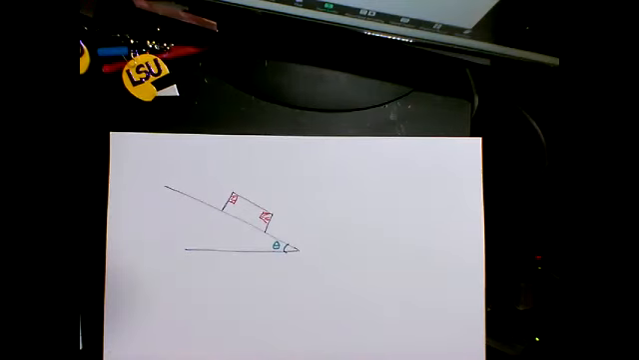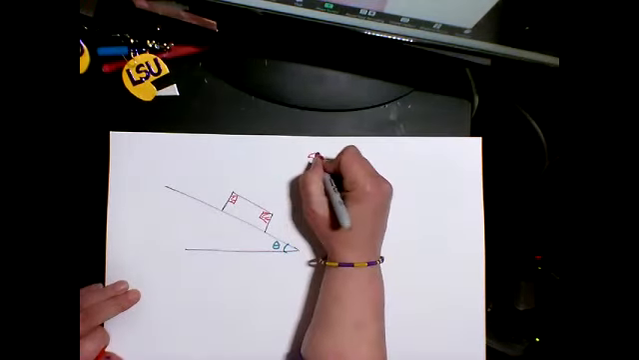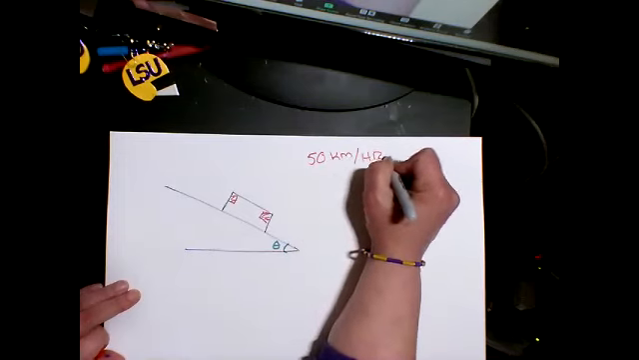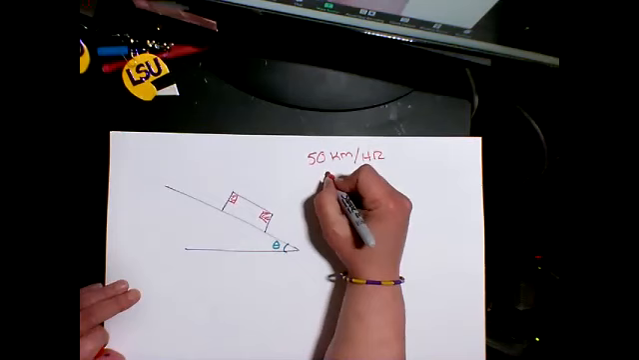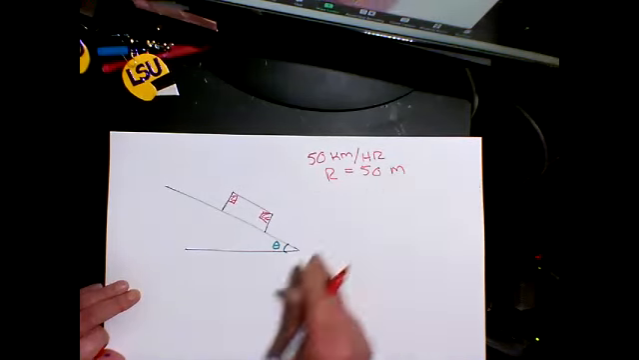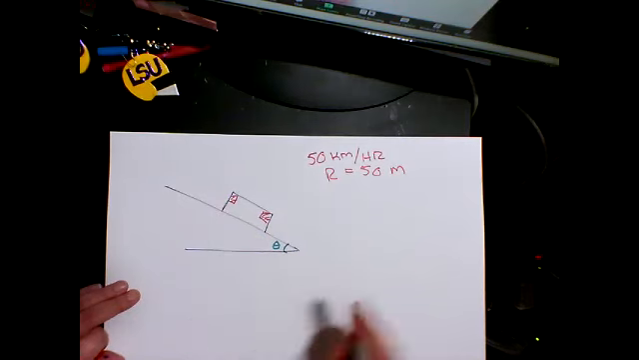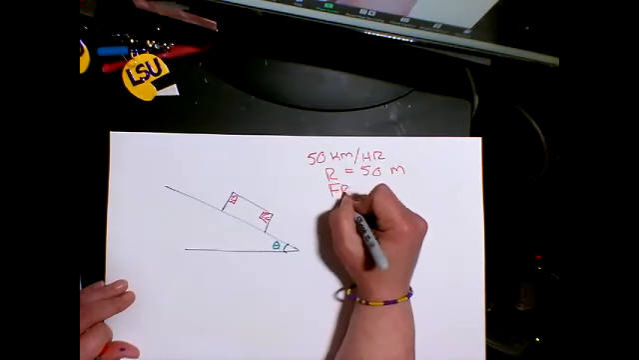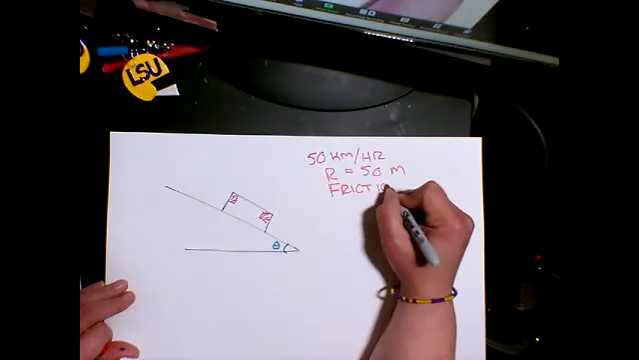So we want the car to be able to go 50 kilometers per hour around this turn with a radius equals 50 meters. And the engineers designing this road, they want you to do it to where there is no friction, so that friction isn't needed. Friction not needed.